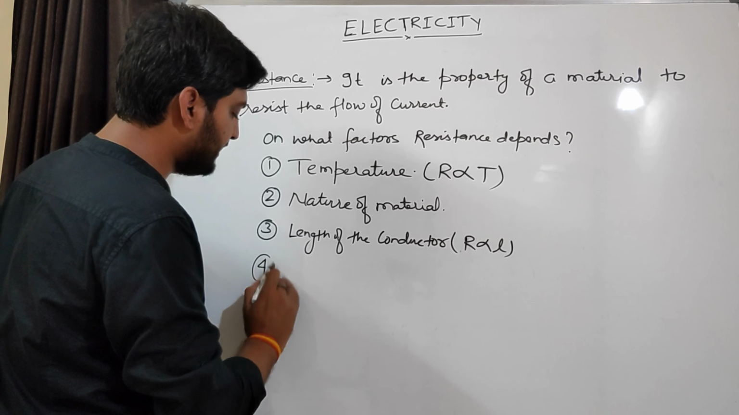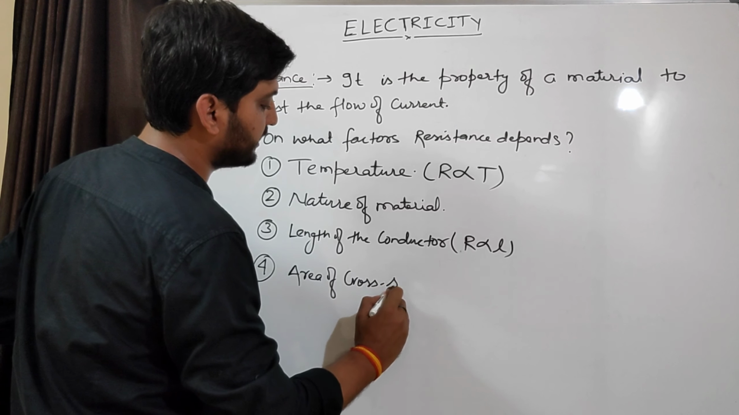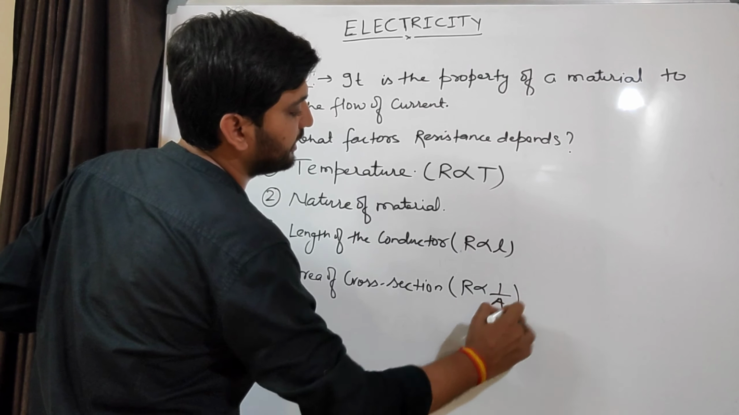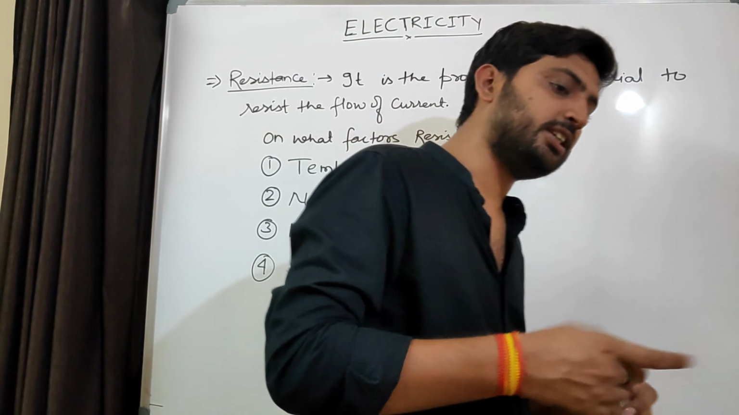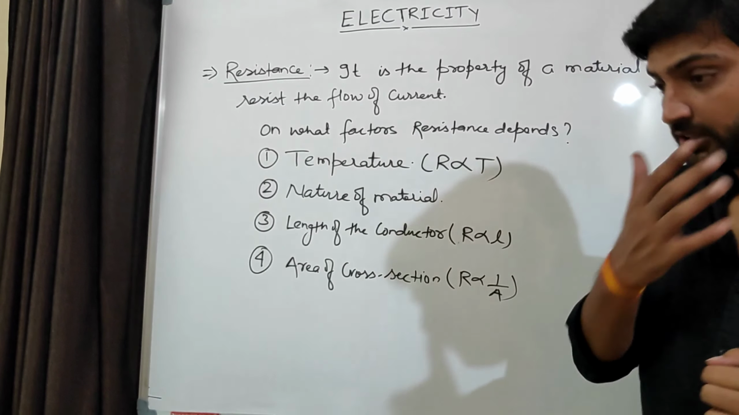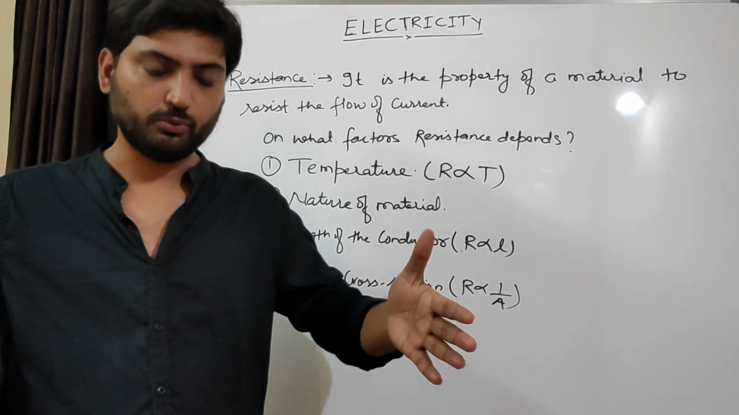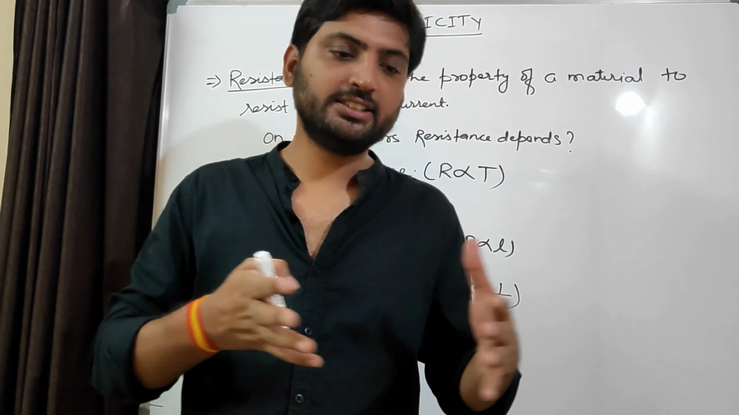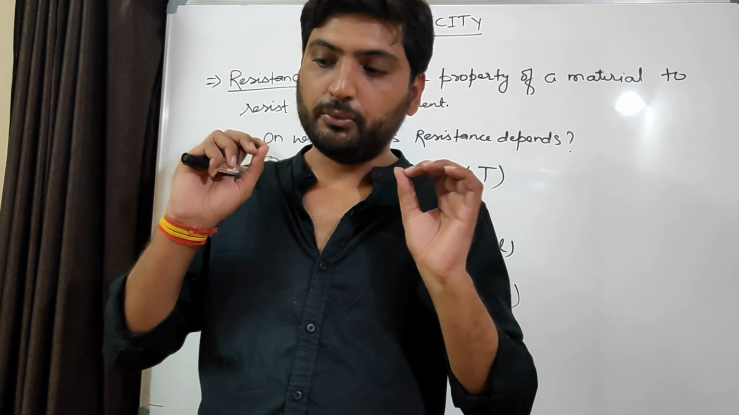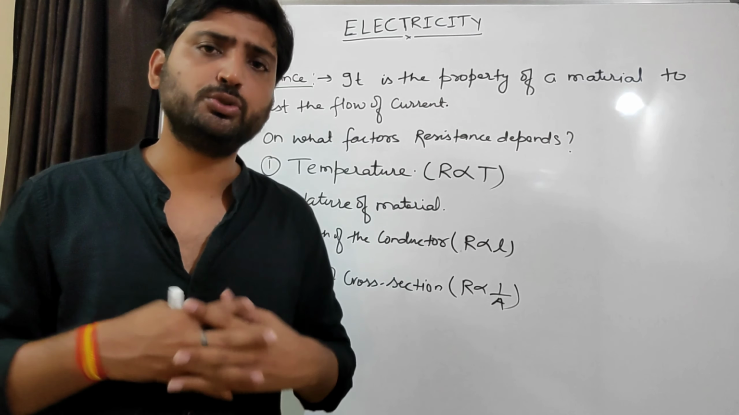Last case, the fourth one, is area of cross section. Resistance is inversely proportional to area of cross section. The more the area of cross section, the less the resistance. The less the area of cross section, the more the resistance. For example, suppose there is a road whose width is 6 meters, and there is another road whose width is 3 meters, and on both roads we allow 100 people to move together.